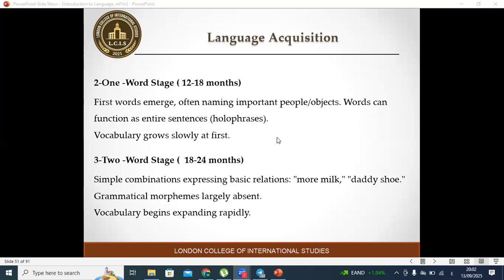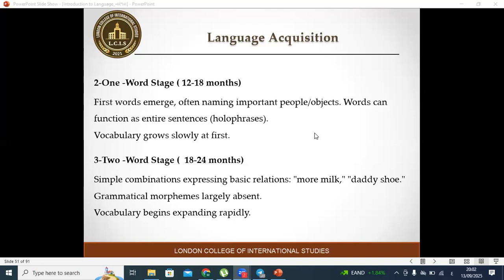Number two, one word stage from 12 to 18 months, starting from the second year until the second year and a half, until 18 months. First words emerge, often naming important people or objects. Words can function as entire sentences, whole phrases. Vocabulary grows slowly at first.